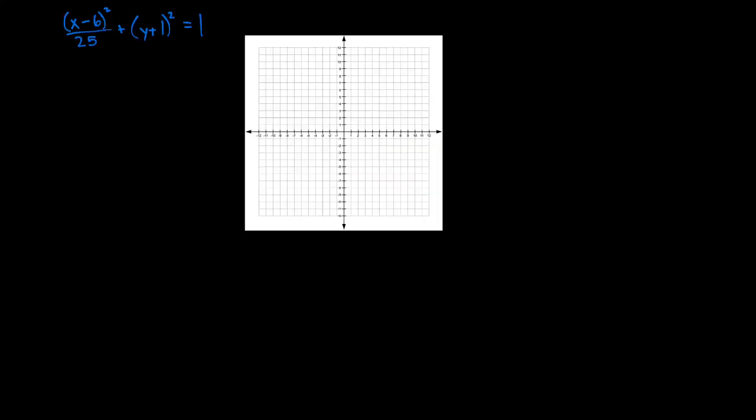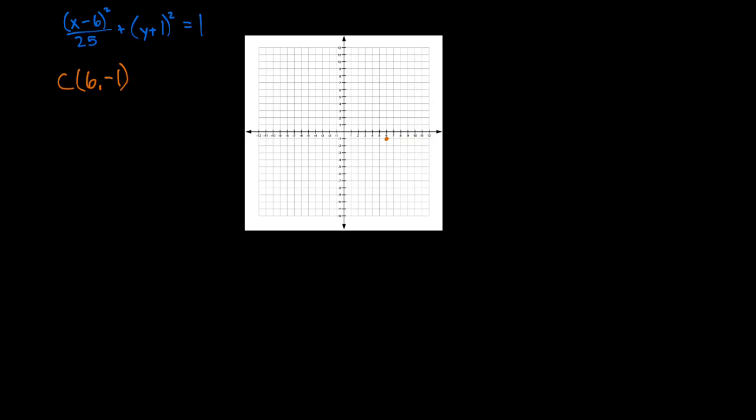So the last one we'll graph together here, we have x minus 6 squared over 25 plus y plus 1 squared equals 1. So this one is shifted. So our center, in this case, we shift right 6, down 1. So our center is at 6, negative 1. I'm going to plot that.